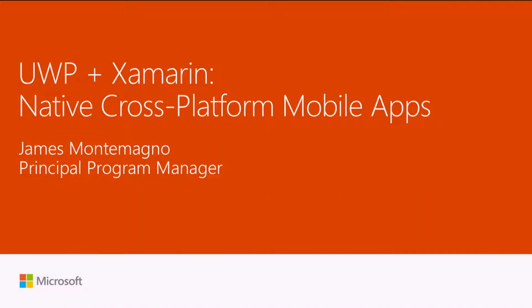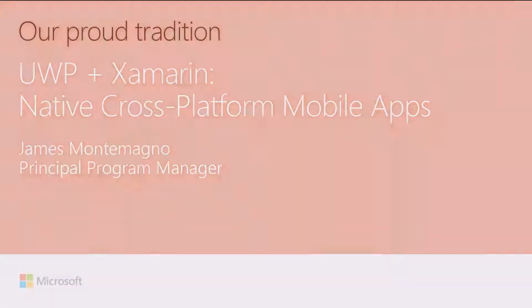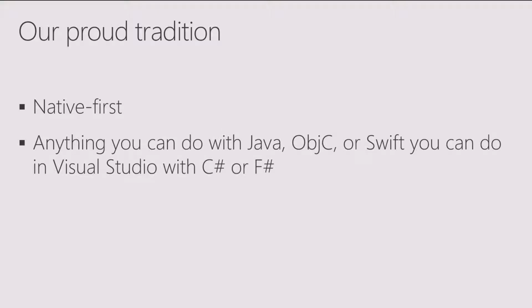I'm James Montemagno, and today I'm going to talk about how we can share code and create beautiful cross-platform native applications across UWP and iOS and Android leveraging Xamarin. Now, we have a very proud tradition on the Xamarin team of being native first and crafting out native applications across every single platform while sharing code. And it's really important that you know that anything that you could do in Java, Objective-C, or Swift, you can do it in Visual Studio with Xamarin leveraging C# or F#.